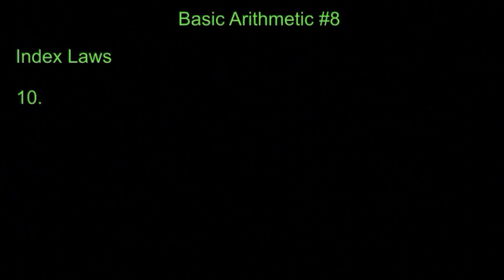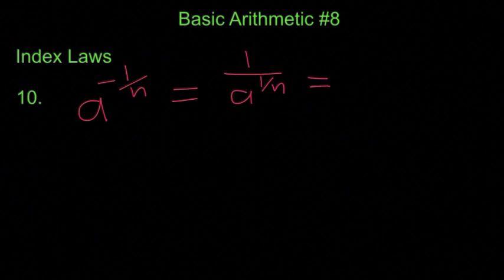The 10th law is a combination of the 8th and 9th laws of indices. So if I have a to the power of minus 1 on n, then, if we think about the 8th law using negative indices, that will give me 1 over a to the power of 1 on n, and then using the 9th law, that would give me 1 over the nth root of a.